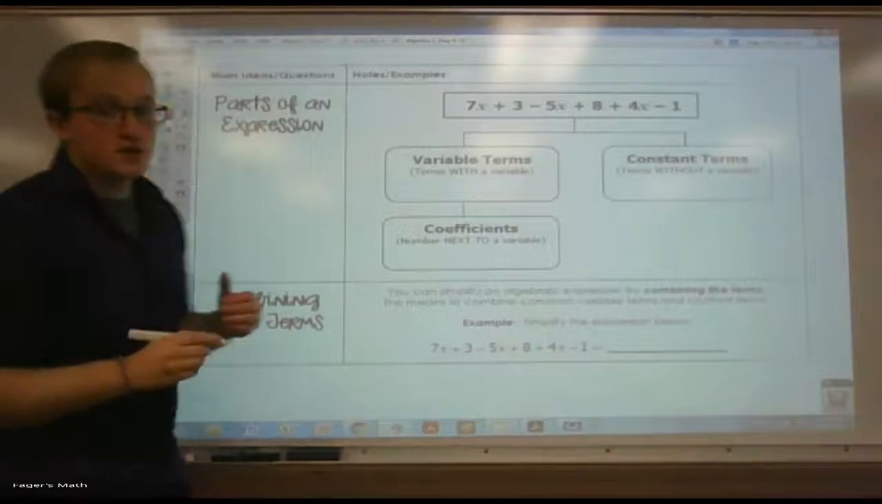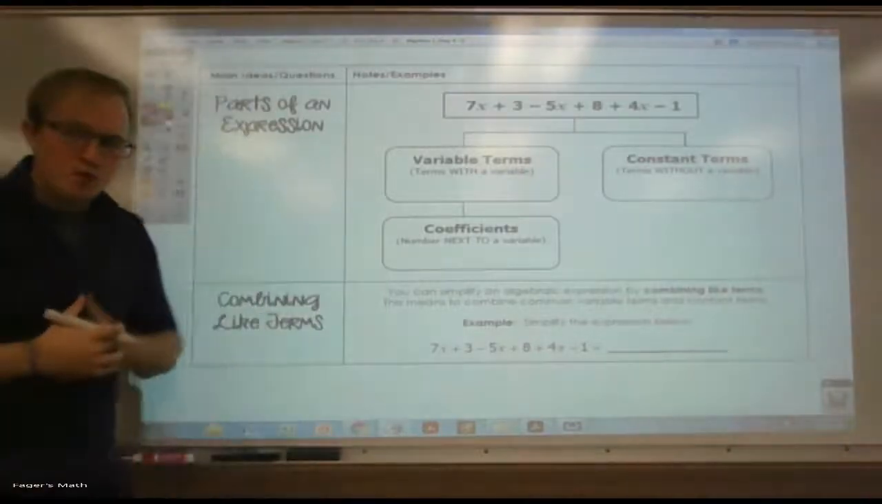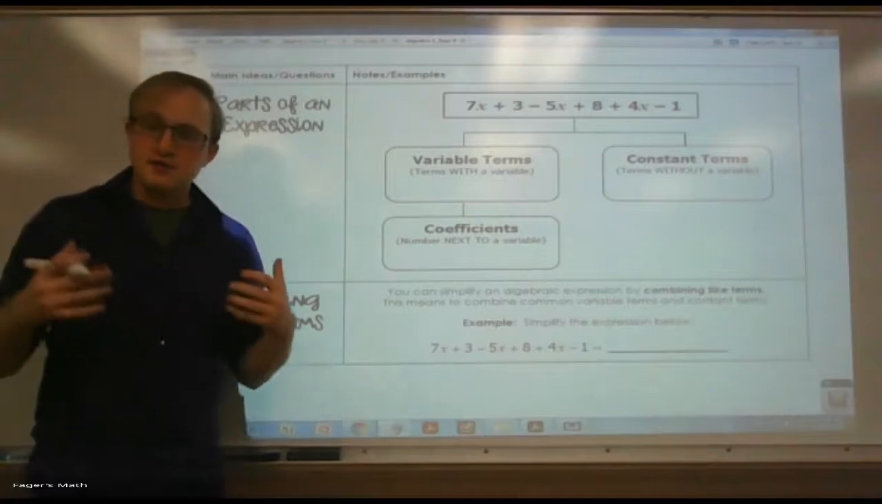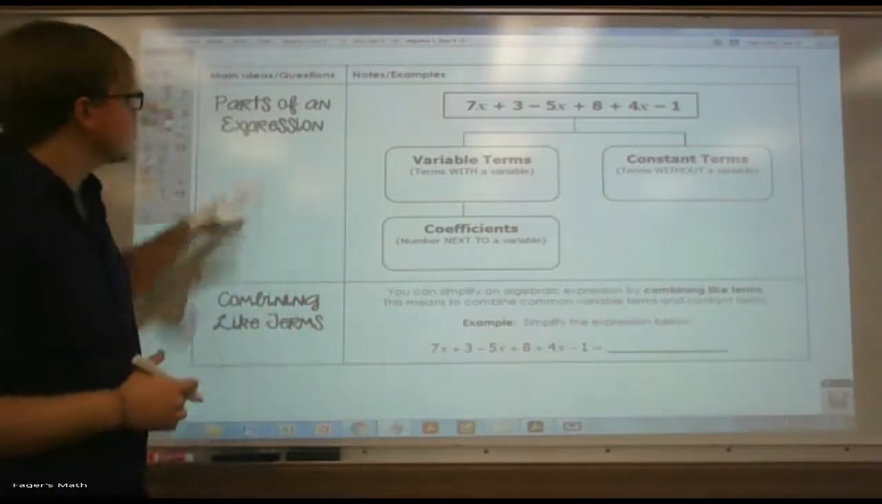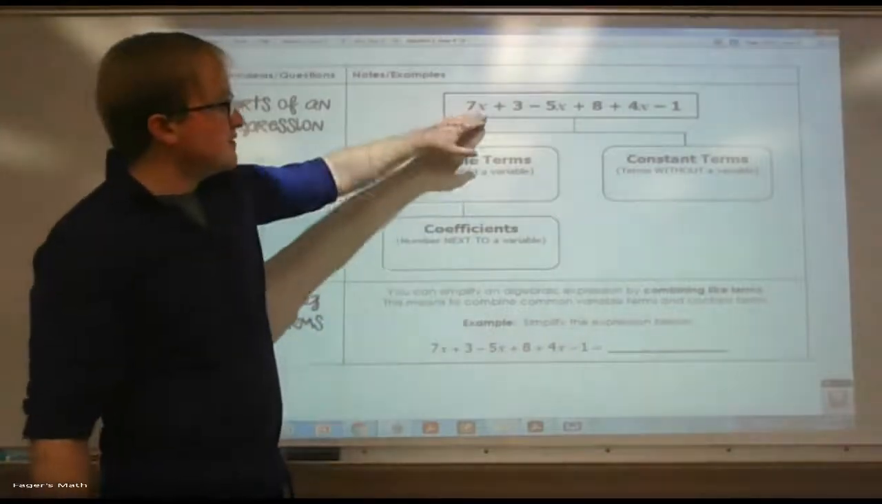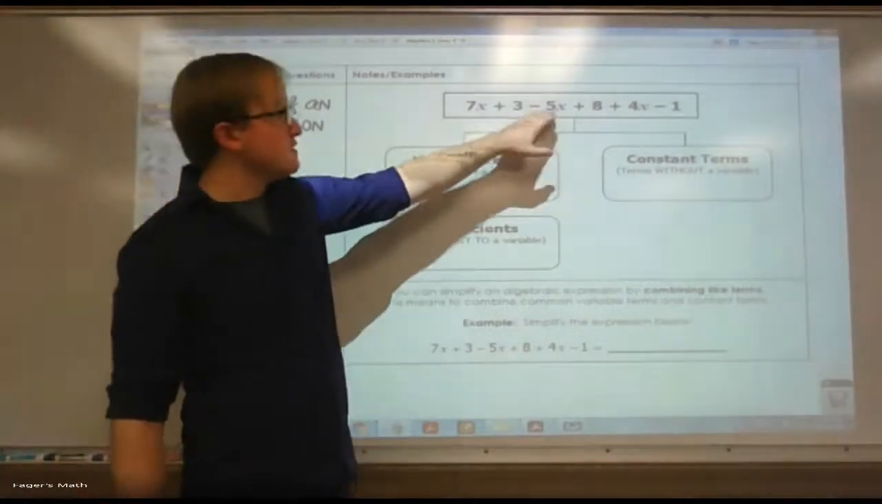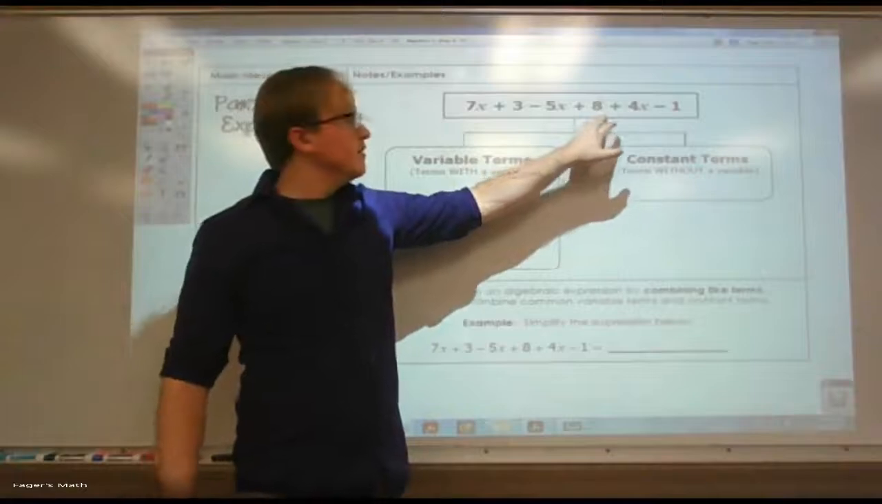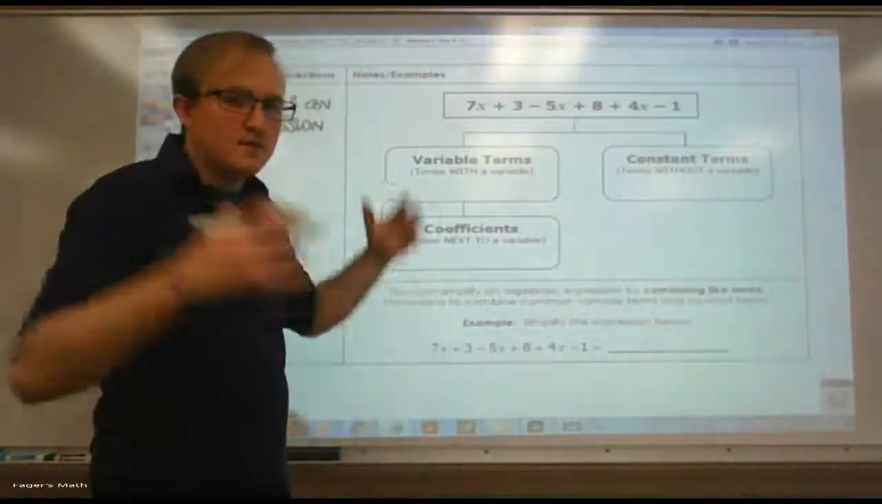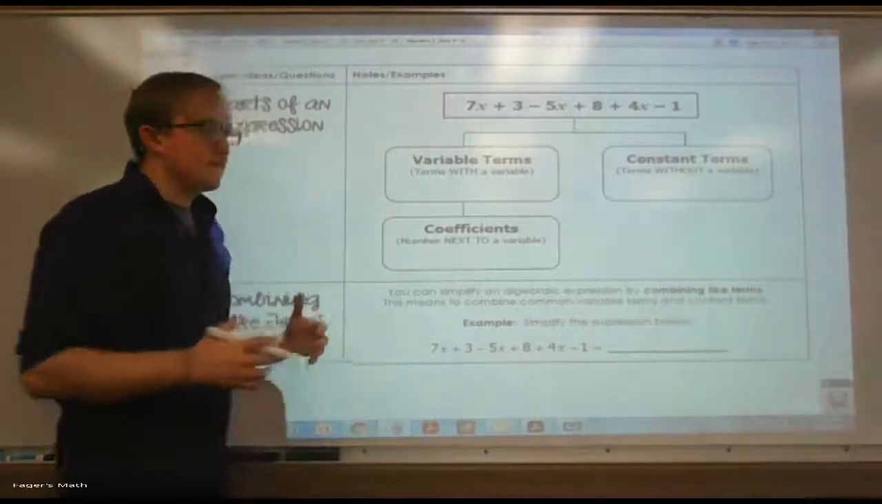Without further ado, we're just going to jump into this. There's an important thing in algebra, combining like terms, and really it's thinking about the terms that have something in common. In this case, parts of an expression, we're going to break them up. So I see 7x plus 3 minus 5x plus 8 plus 4x minus 1. We're going to have to simplify it. So what do we look at first?